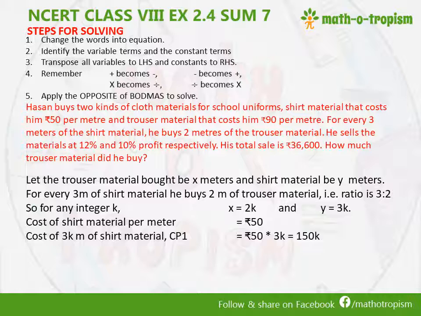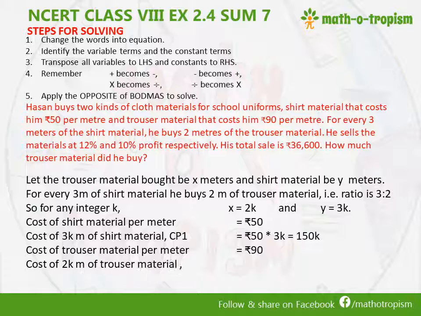Now this is the cost, so I am going to call the cost price of shirt material CP1, that is the cost price of 1. Next, cost of the trouser material per meter is rupees 90, and I know that the cost of 2k meters of the trouser material, which I am taking as cost price 2, that is CP2, is 90 × 2k, which is equal to 180k. So here I have found the total cost of the material which he has bought.